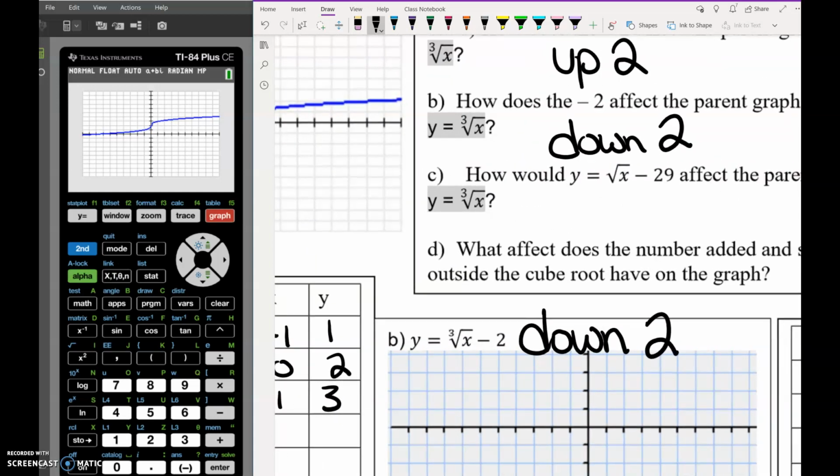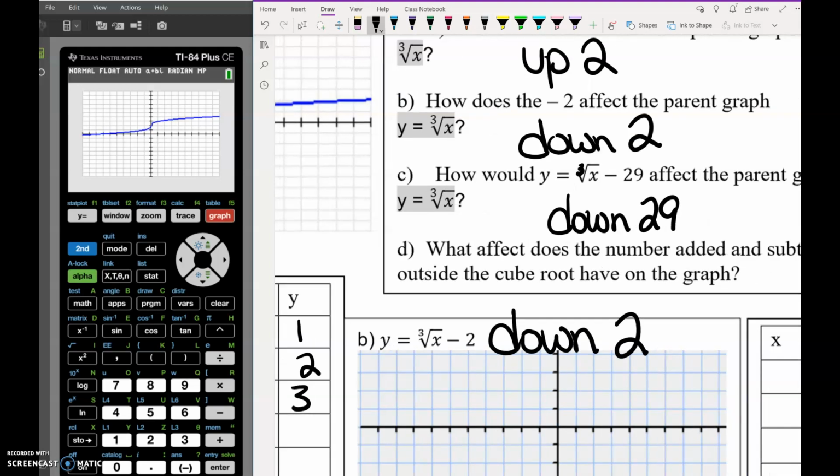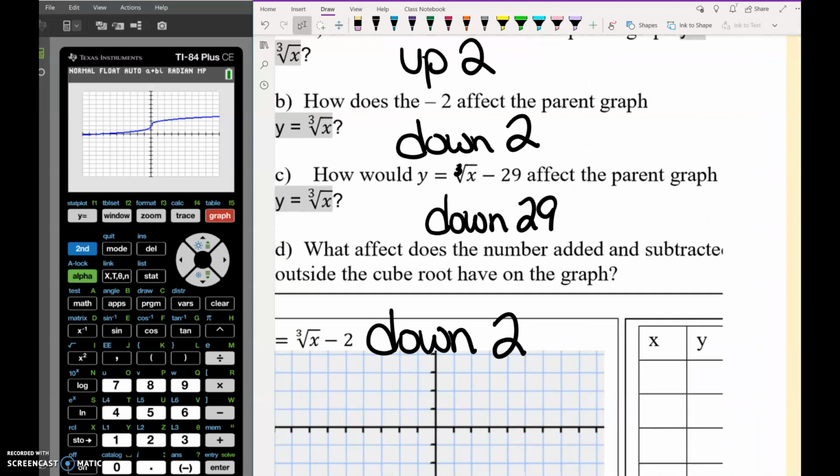First of all, this is supposed to be a cube root right here. There's kind of a typo there. But if it said -29 and that -29 was not under the radical, that would be up or down. So it would be down 29 units. So you may want to write on here, mine kind of got cut off, but plus means up and minus means down.